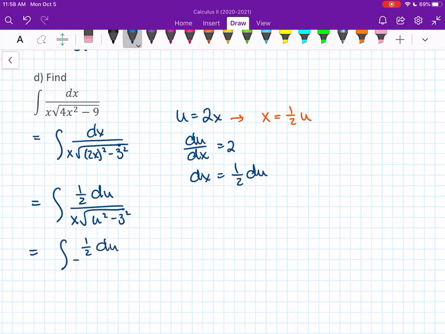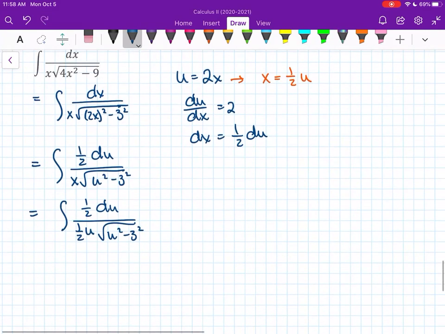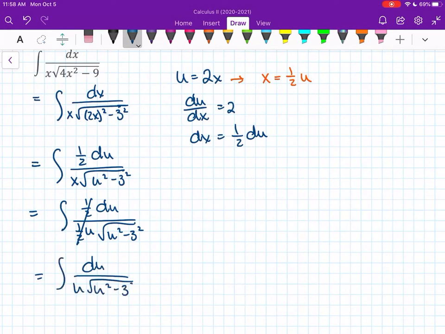So now I have my integral 1/2 du, and then 1/2 u times the square root of u squared minus 3 squared. And then the 1/2s will cancel, which is convenient. So now I have du over u times the square root of u squared minus 3 squared. So now it looks identical to the formula.